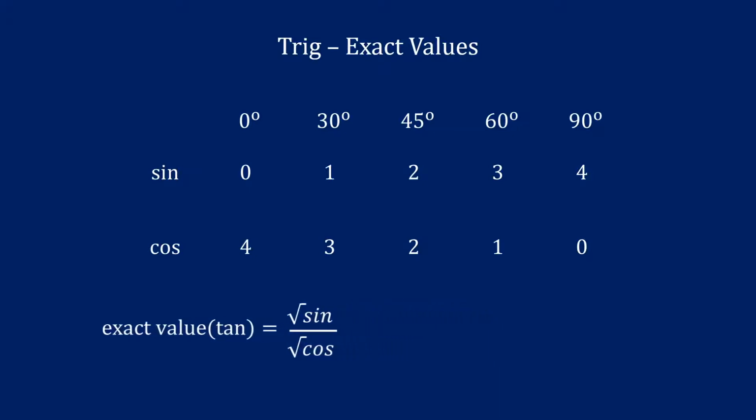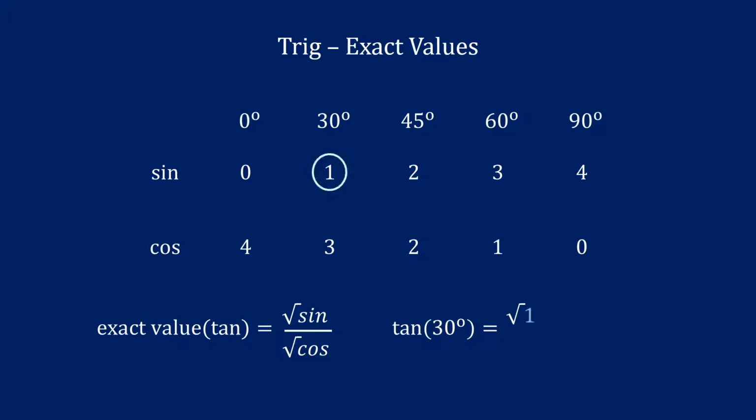So let's see how this works. If I want to find tan of 30, I'm going to do square root of which number is on sine of 30? That's 1. Divided by square root of whichever number is on cos of 30, so that's going to be 3. Cool. Now, I can't leave it like this, so I need to simplify a little bit. First, square root of 1 is 1, so 1 over root 3.